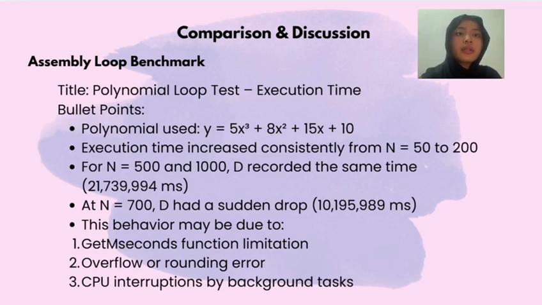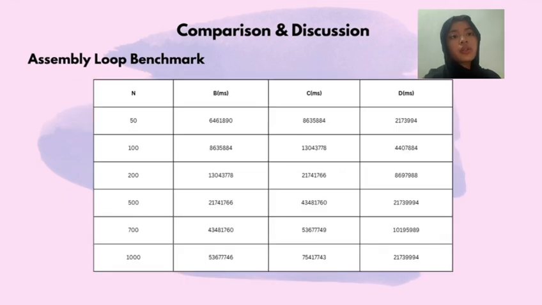And then n equals 700 had much lower time than 500. These anomalies may be due to measurement limitations in the function or system interaction. We've included the full table of results here for comparison. I think that's all for me.